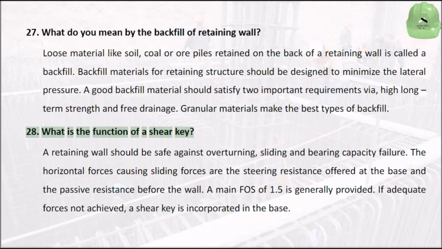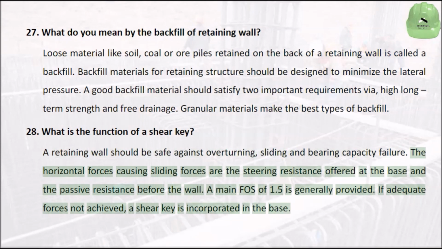What is the function of a shear key? A retaining wall should be safe against overturning, sliding, and bearing capacity failure. The horizontal forces causing sliding are resisted by the friction offered at the base and the passive resistance in front of the wall. A minimum FOS of 1.5 is generally provided. If adequate resistance is not achieved, a shear key is incorporated in the base.